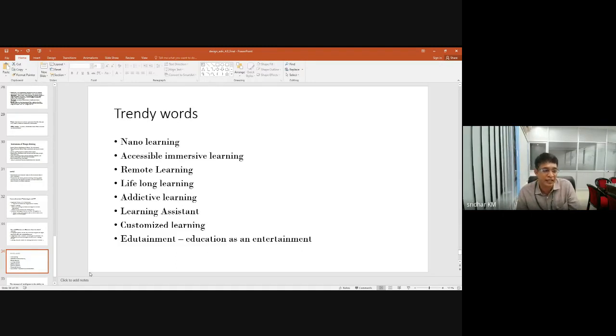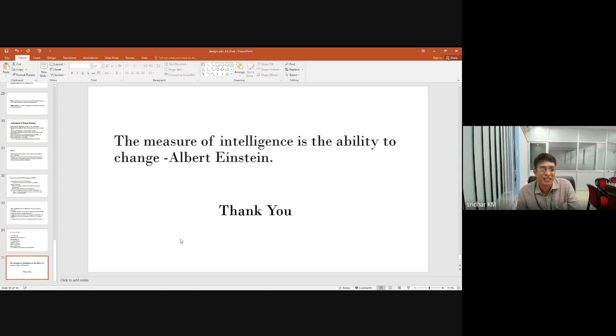So these are the trendy words. I conclude my talk 5 minutes before the allotted time with the popular saying of Albert Einstein: the measure of intelligence is the ability to change. So we are all here to change, and let us change for the better and implement this design thinking approach for the betterment of us, of our students, and of our own country. Thank you very much.